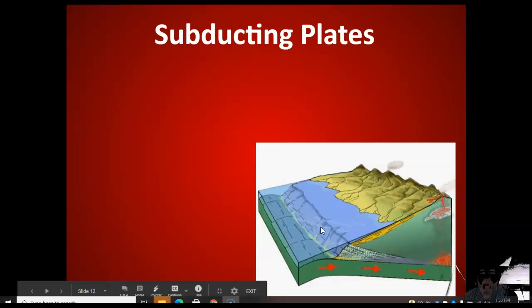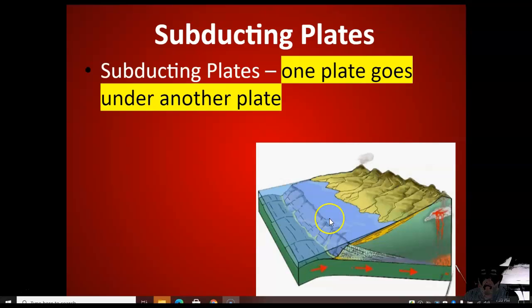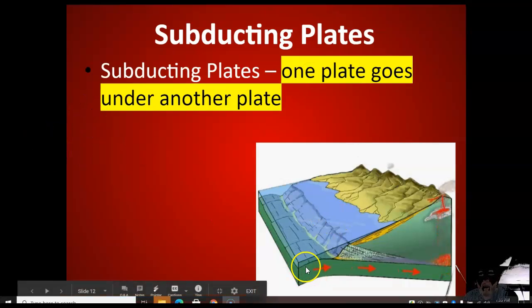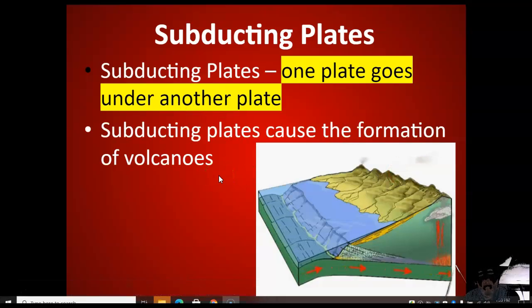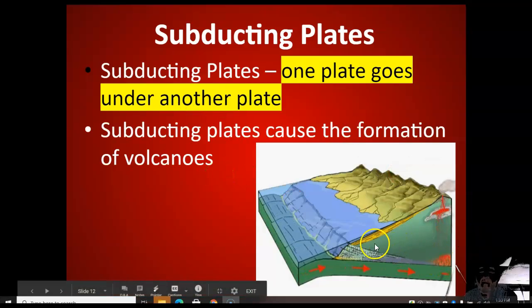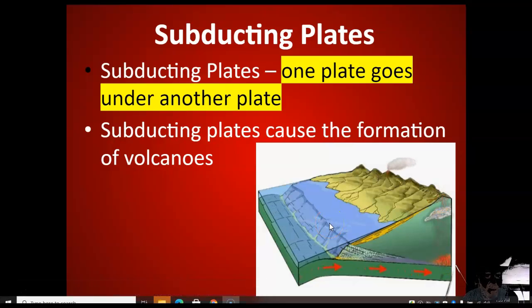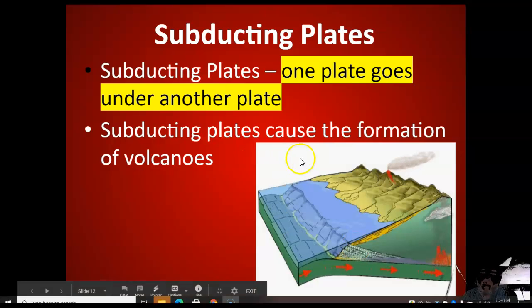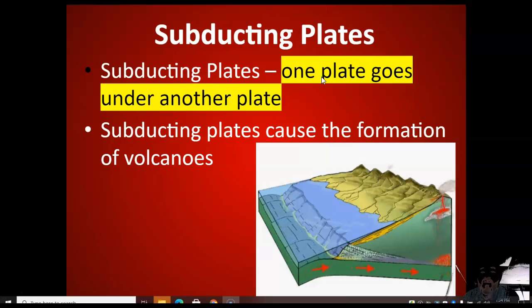So moving on, the next one we're going to learn about is subducting plates. Subducting plates is when one plate goes under another one. Subducting plates cause the formation of volcanoes, and they also cause the formation of trenches. One famous trench that you might know about is the Mariana Trench, which is the deepest part of the ocean in the world that we know of so far. We think there might be some other deep places, but right now, Challenger Deep and the Mariana Trench are the deepest places that we know of.